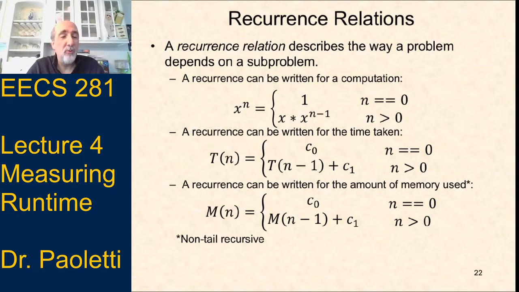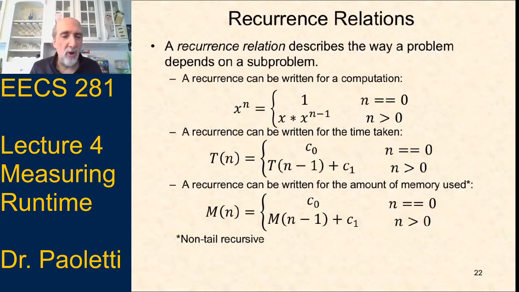In fact, we could write a recurrence relationship for the calculations for x. I say x to the nth is 1 when n is 0. Otherwise, it's x times x to the n minus 1 when n is greater than 0. So I could write a recurrence relationship for the calculation. I could write a recurrence relationship for the time. So if I write a recurrence relationship for the time, it says the amount of time taken is constant 0 when n is 0, and it's constant 1 when n is greater than 0 plus t of n minus 1. It's solve the smaller problem plus a constant amount of work.